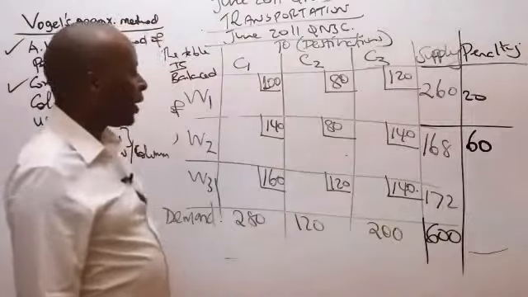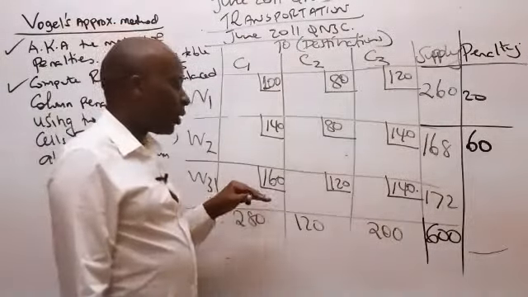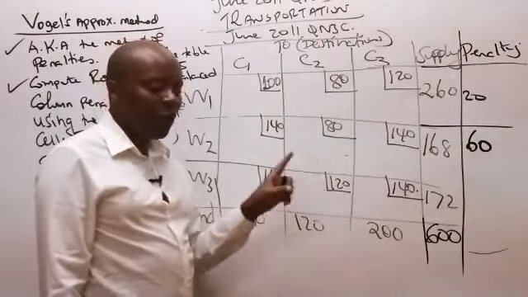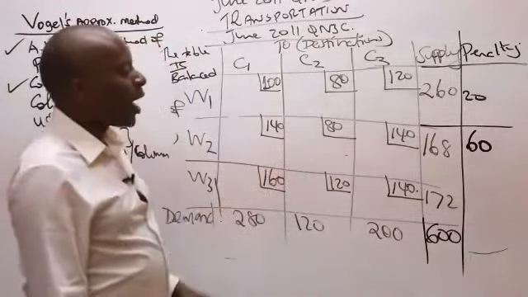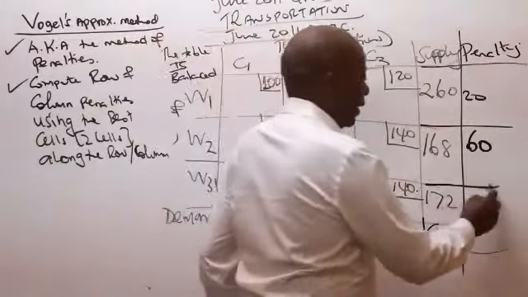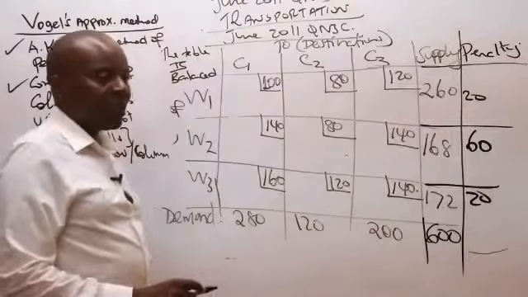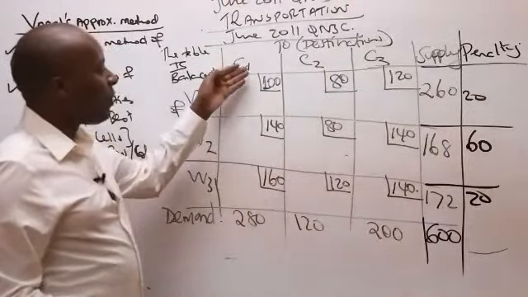Ladies and gentlemen, after that, we go to the third row. The very best is 120, followed by the second best, which is 140. When I subtract the two, I come up with a penalty of 20. So ladies and gentlemen, let's go to column number 1.